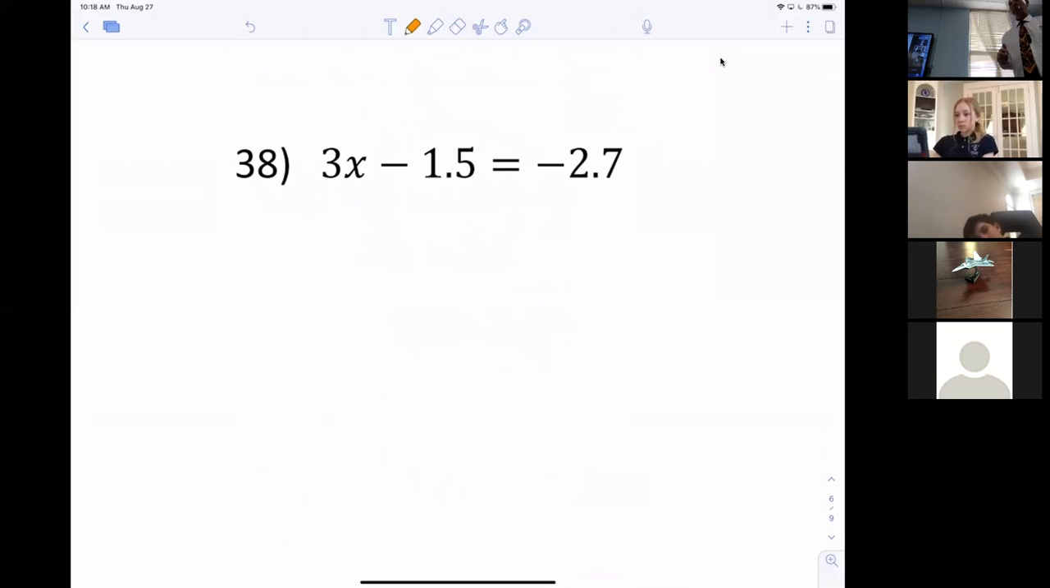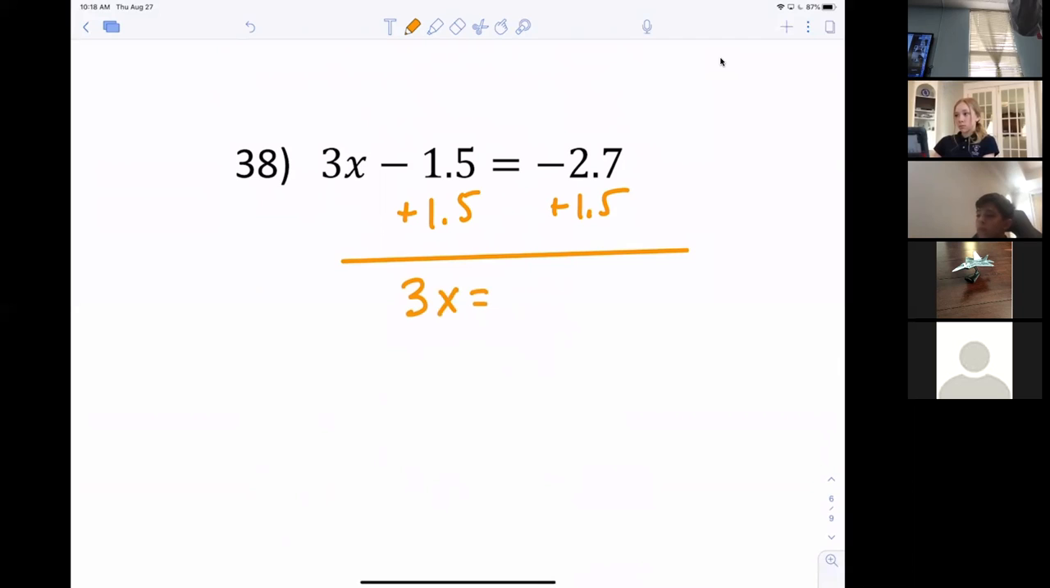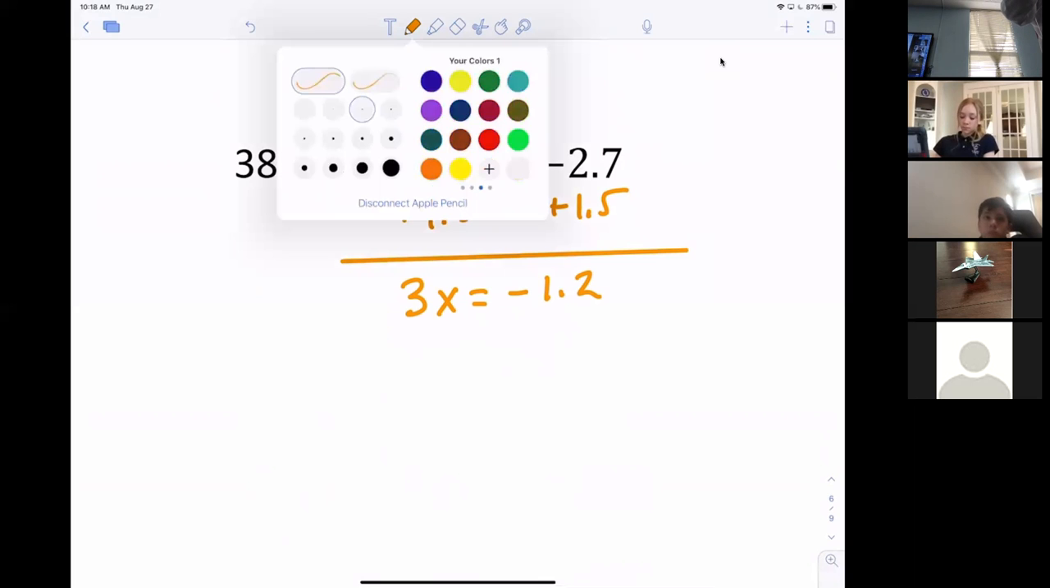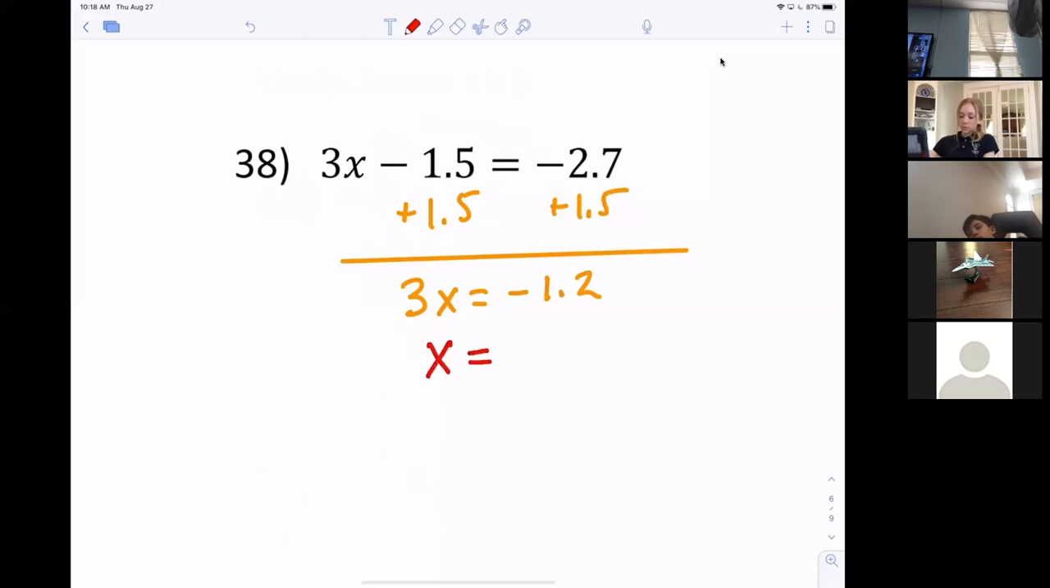First, we have to add that. Add 1.5 to both sides. Yep. All right. Now, the question is again, do I add them or subtract them? Subtract. So 3x is equal to negative 1.2. Thank you very much. And then we divide by 3. Divide by 3. Thank you. So x is equal to negative, and if you want, you can say 0.4. Makes no difference.